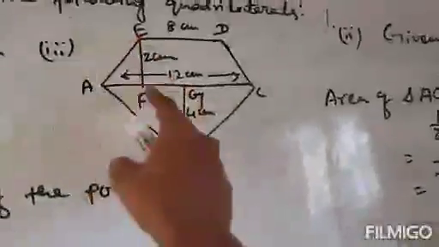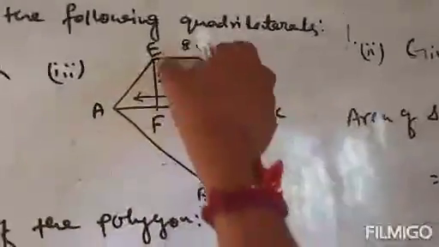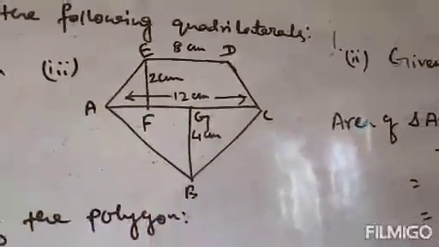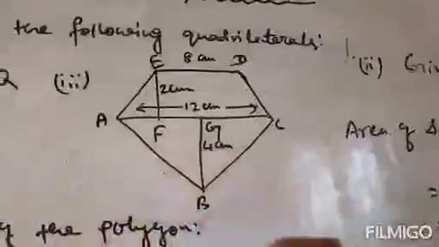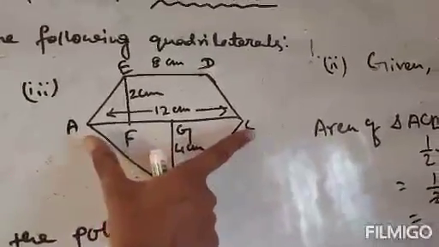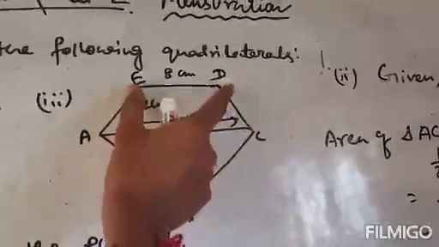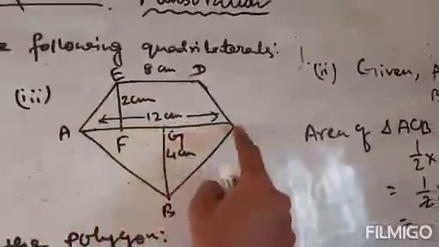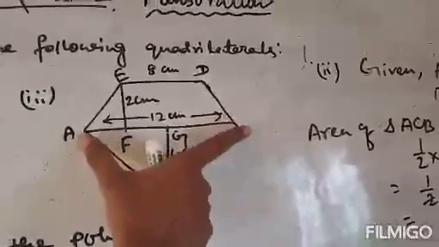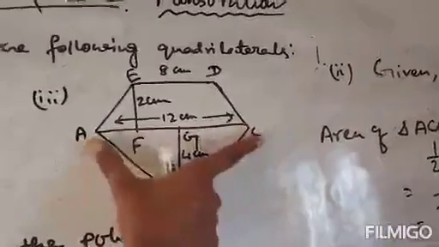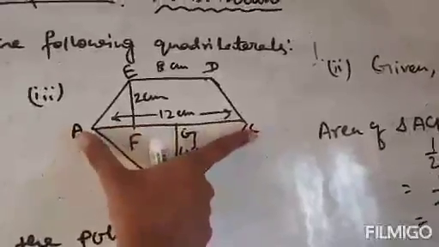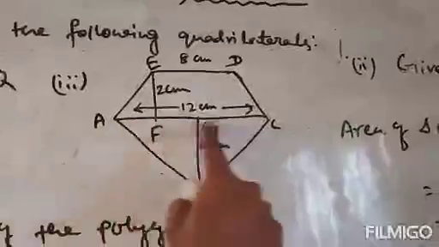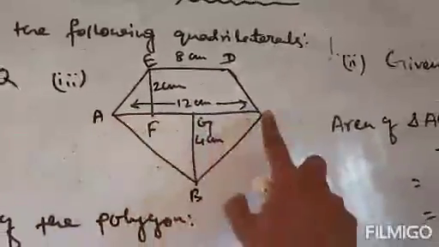Next, find the area of the smaller triangle AEF. In the case of AEF, EF will be the height and AF will be the base. Now the length of AF is not given. We have to find the length of AF from this data. AC is 12 centimeter and ED is 8 centimeter. If ED is 8 centimeter, then CF will also be 8 centimeter. So subtract this CF portion from AC, and you will get AF, because AF means total AC minus CF.